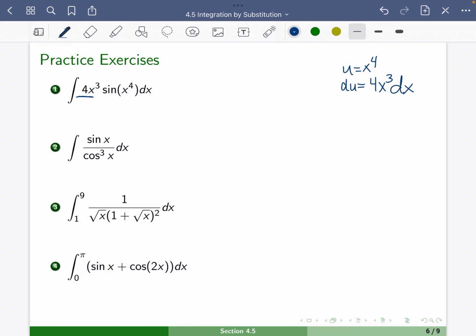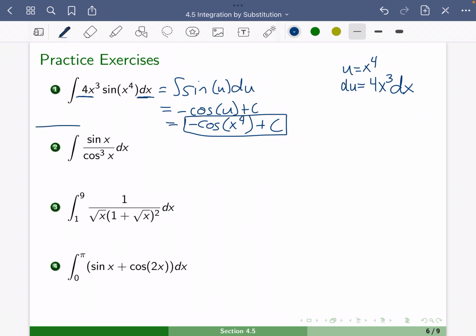Well, we have a 4x cubed dx, so we can rewrite this as an integral of sine of u du. Finding the antiderivative of sine, that comes from a negative cosine. And then change back to the original variable, so negative cosine of x to the fourth plus c. So that is our first problem. Great. What about the second problem?